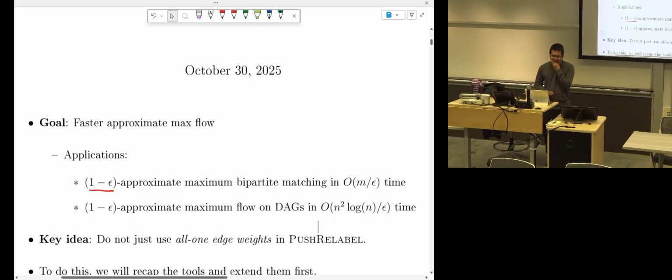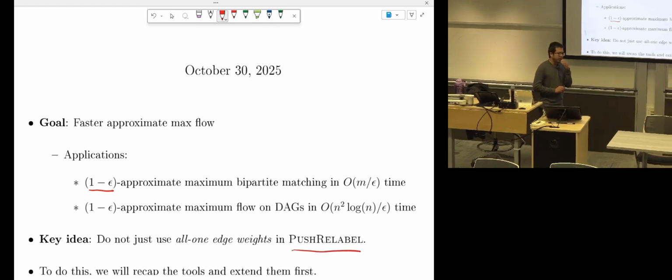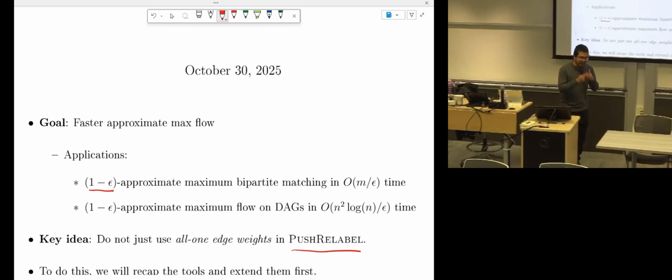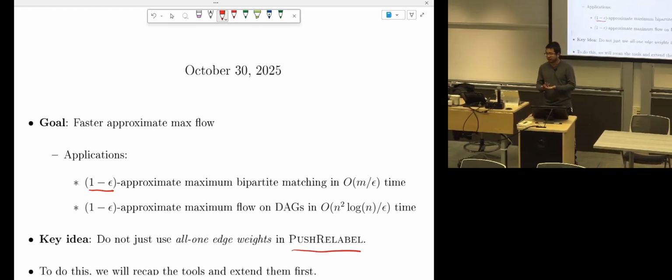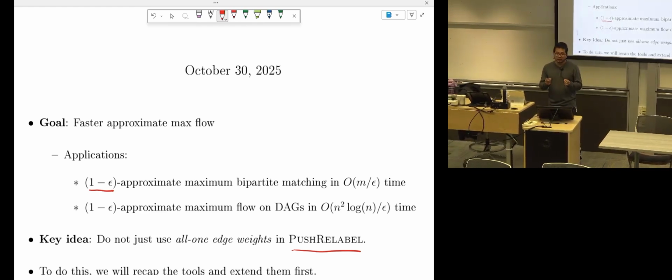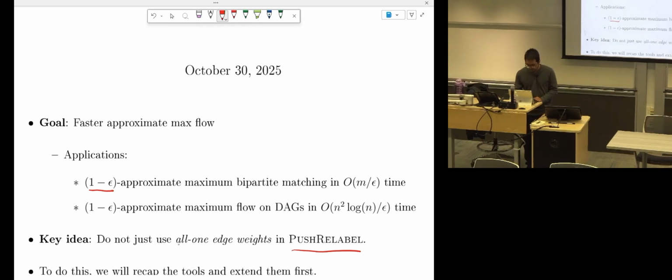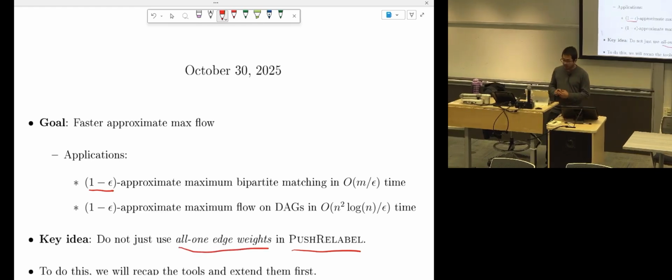The key idea is that if you recall, in the push-relabel algorithm, we call the tight edge data structure. In the tight edge data structure, each edge has some weight. Previously, we set the weight of every edge to be 1. And today, we will not do that, and we'll see that it helps. So we just do not use all-one edge weights.